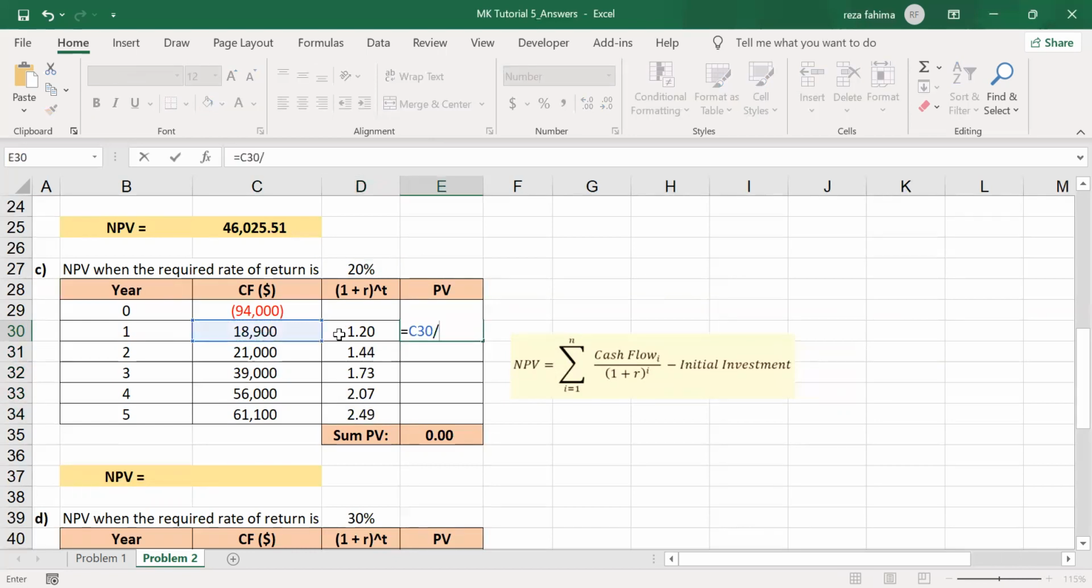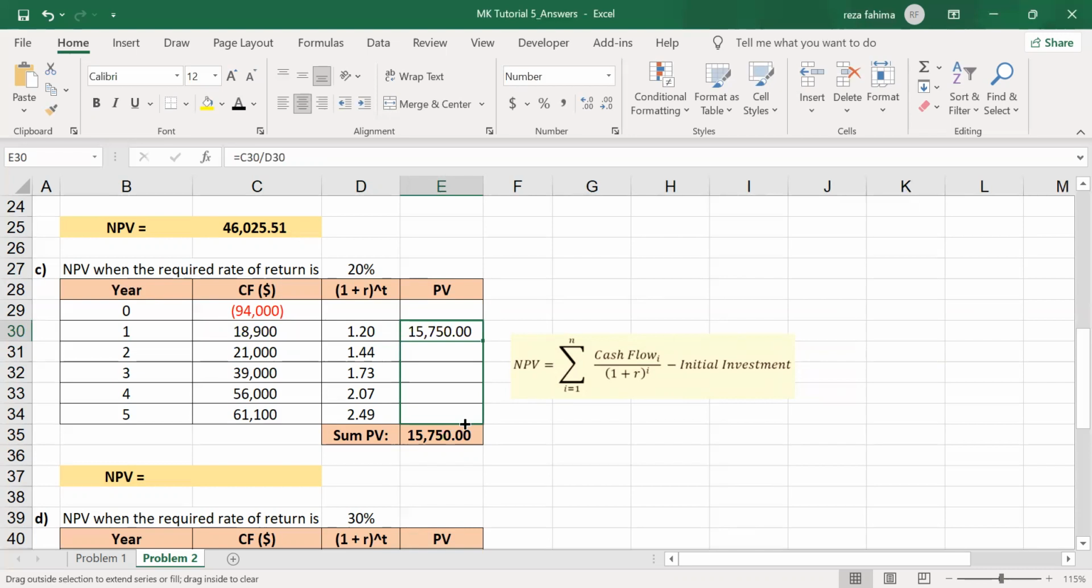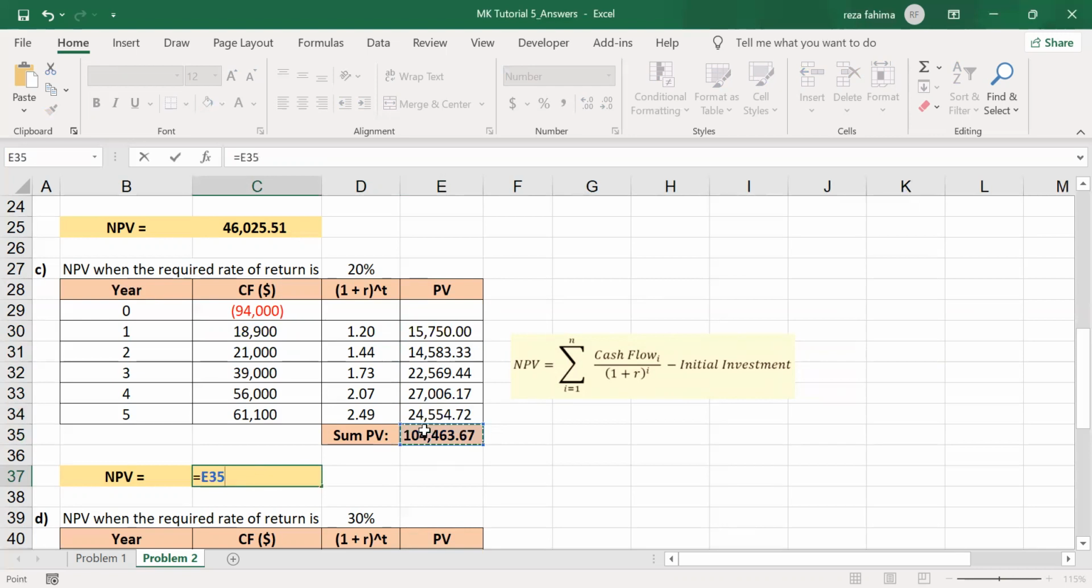And we simply drag it to the others since the calculation is the same, and then calculate the present value, which is the cash flow divided by the denominator for each cash flow, and do the same for the others, and we get the sum of the present values, which is 104,463.67. And for the NPV, we simply subtract the initial investment, and we get $10,463.67 NPV when the required rate of return is 20%.